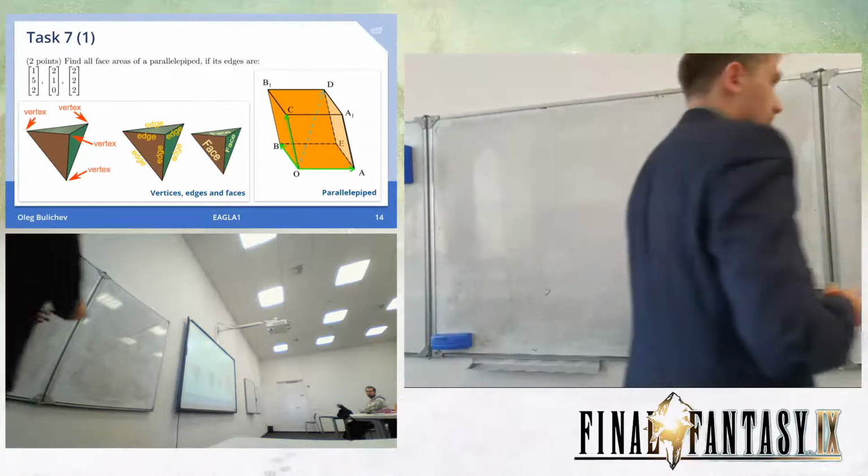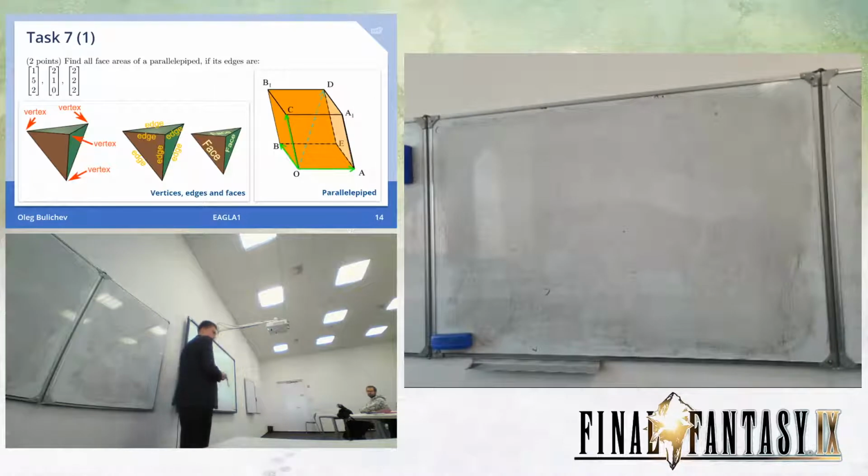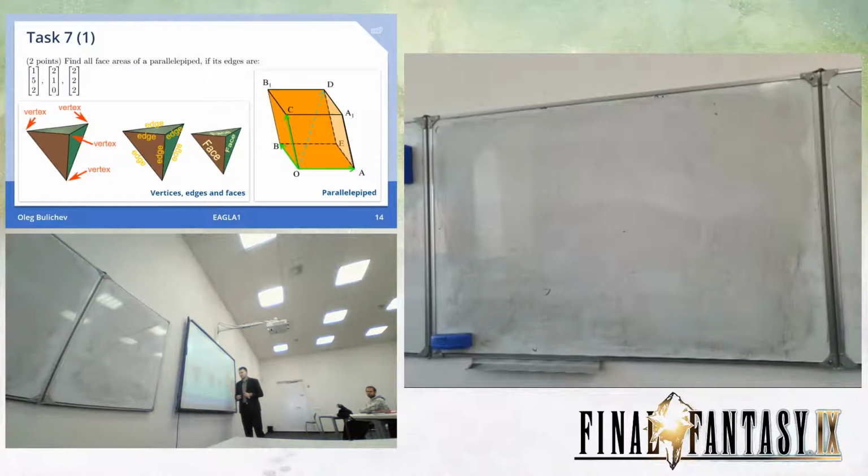This guy. Actually, first of all, yes, you know what is the difference between vertex, edge, and face. I put it there because some of you didn't know about it. If you don't know, probably you will mess up this task.